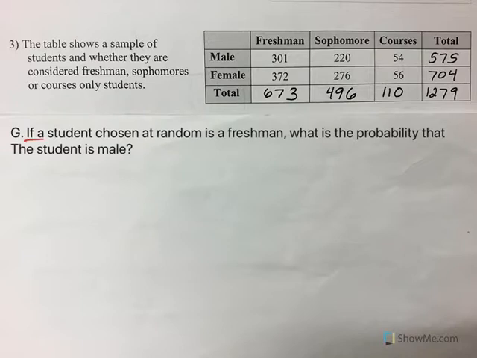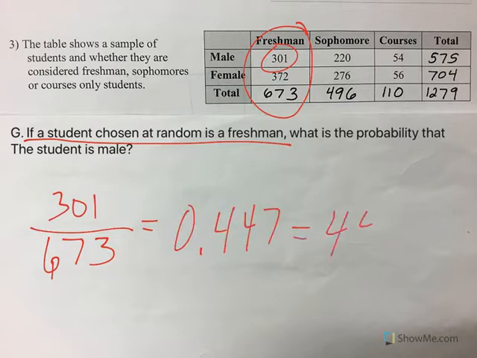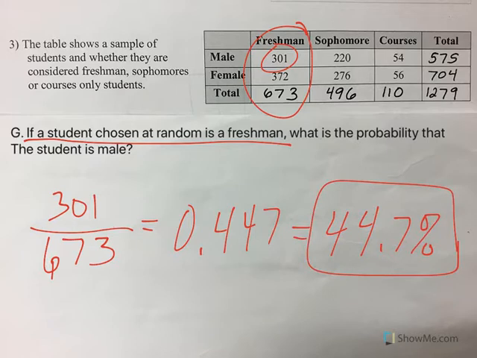If a student chosen at random is a freshman, so now we're only looking here, denominator of 673, what is the probability that the student is male? Still numerator of 301, which is 0.447 or 44.7%. Very important that you're paying attention to what follows if, because whatever follows if goes on the denominator.